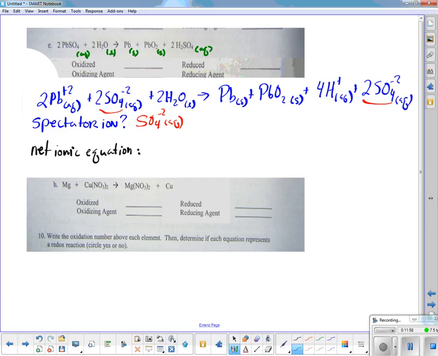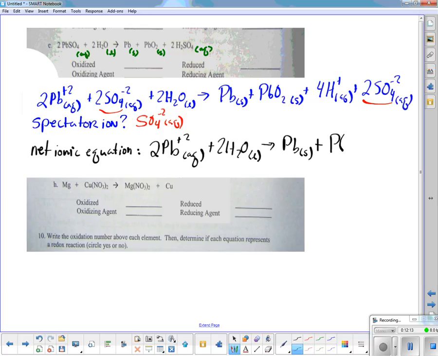So I rewrite it as 2 Pb plus 2 AQ plus 2 H2O liquid goes to Pb solid plus PbO2 solid. Sorry, that last B is sort of weird. Okay, so there's a quick review of overall ionic and net ionic and how to pick out the spectator. Now, I've got to figure out what's oxidized and what's reduced.